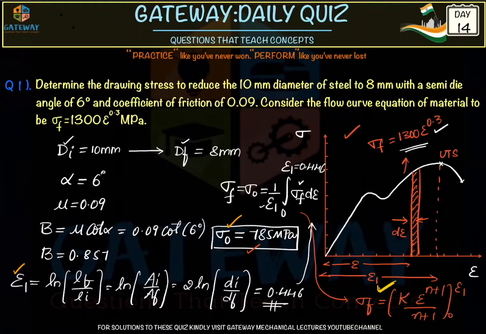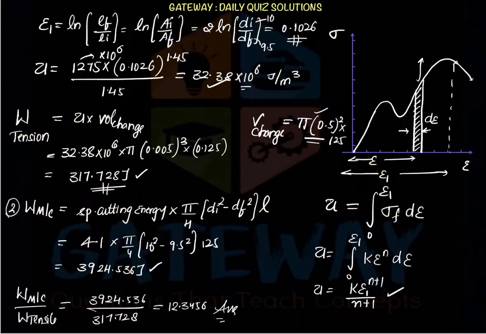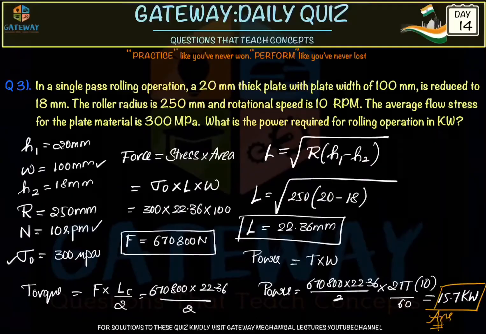For that, we have taken one derivation of how we get sigma naught, nothing but the nominal stress or mean flow stress value. And also in the final fifth question, we have taken how we can calculate strain energy under flow stress. This is the strain energy under flow stress. We have taken that calculation. So in this way, you can solve many questions once the concepts are clear.